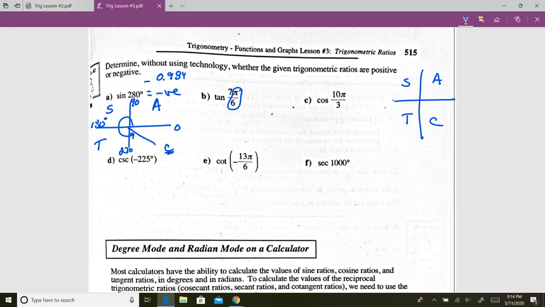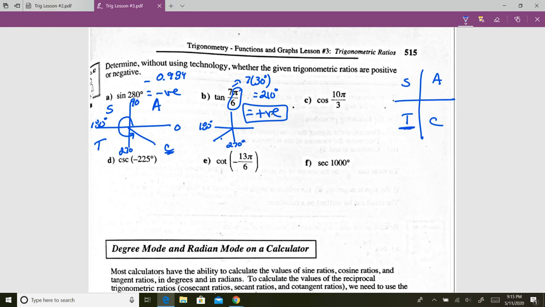Pi over 6 is what? Hopefully you said 30 degrees. We have 7 of them, so it's 7 30-degree angles, which is 210. Which quadrant am I in if I'm at 210? So you said 3rd quadrant, because that would be 180, and that would be 270. What is tan in the 3rd quadrant? Oh, look. Tan should be a positive number.